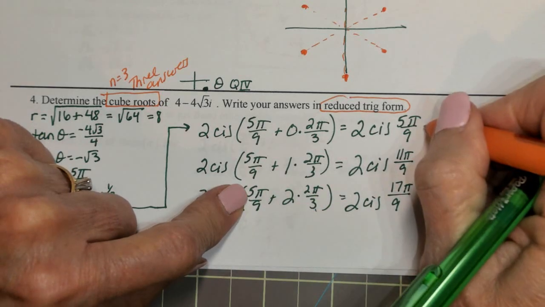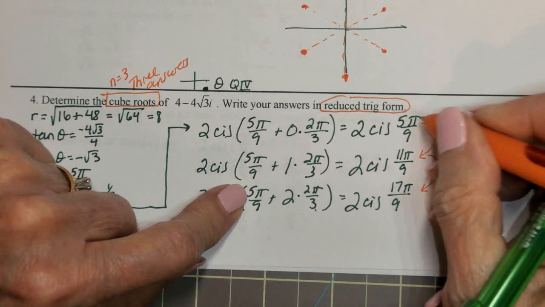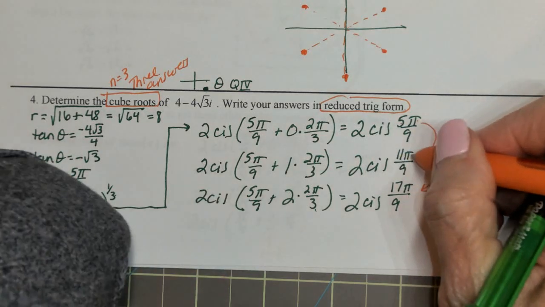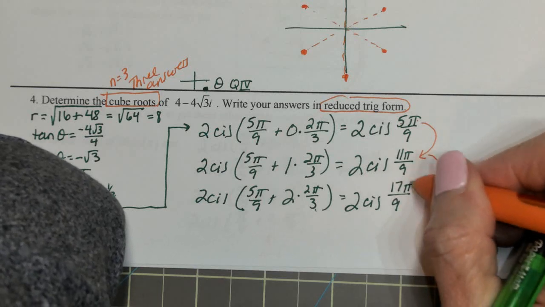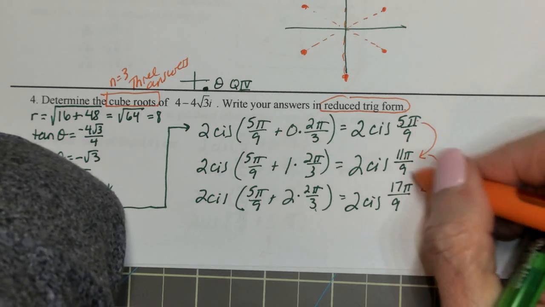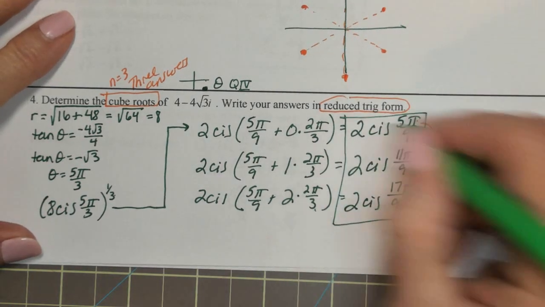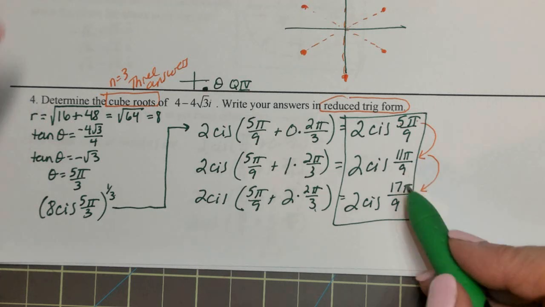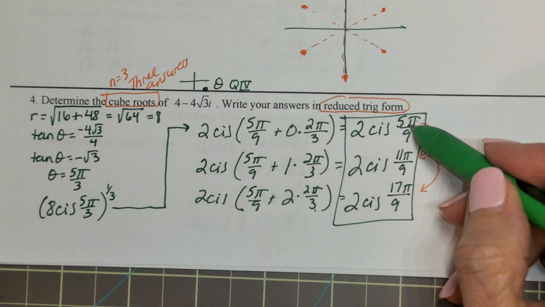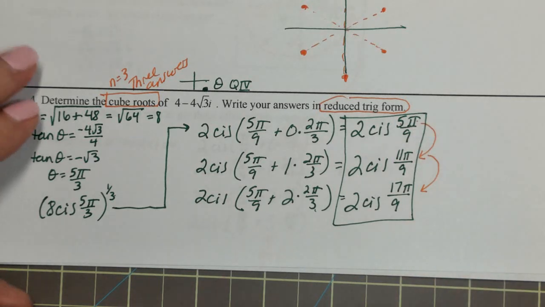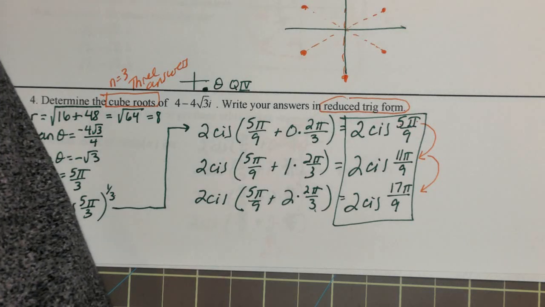We should always be adding the same thing to get to each one. So it's 5 pi over 9 plus 6 pi over 9 gives me that, and 6 pi over 9 added again will be 17 pi over 9. So I know I'm correct. I know that these are evenly distributed. If we added another 6 pi over 9, I would be back to the 5 pi over 9. Okay, that's it for finding roots of complex numbers.